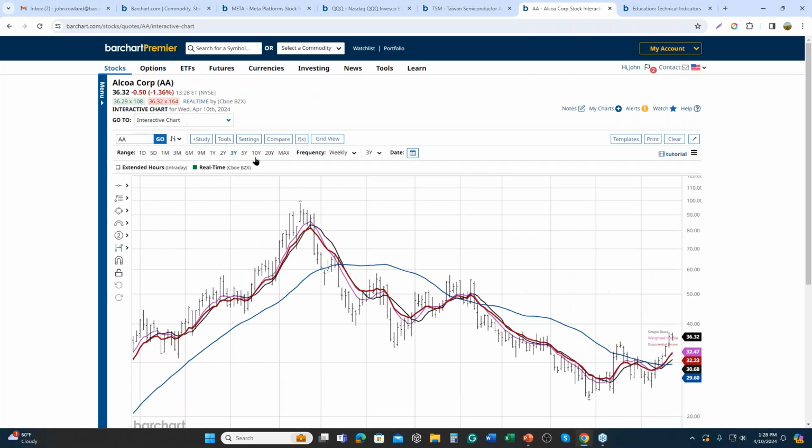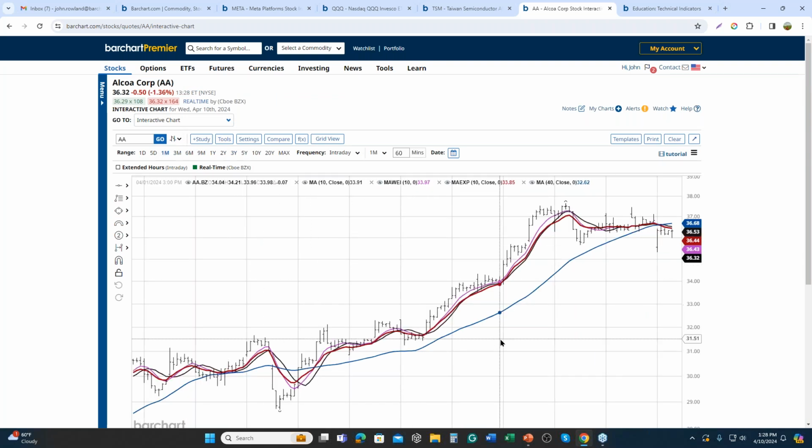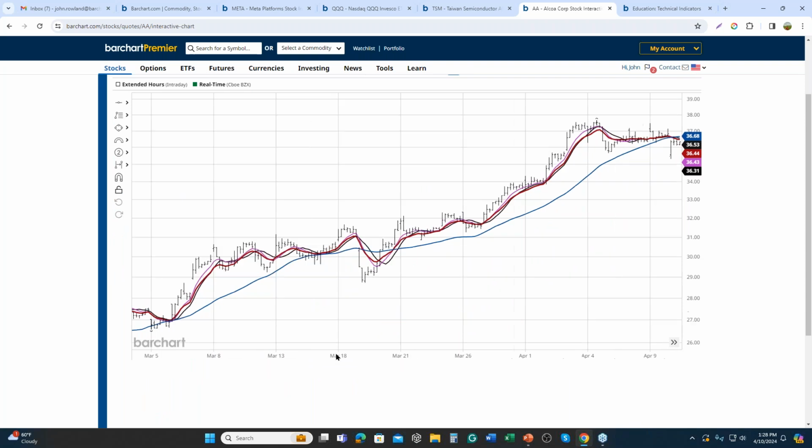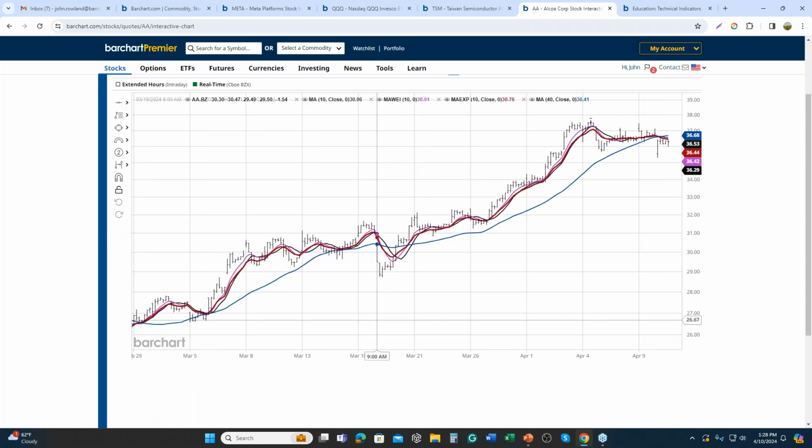Now I could also go the other way. I could drop down. So let's go down to a 60-minute time frame. Now I'm looking at 1 month of data in 60 minutes. So that means that these are 10 60-minute time frames and 40 60-minute time frames. Again, am I seeing an upsloping market based on these moving averages?